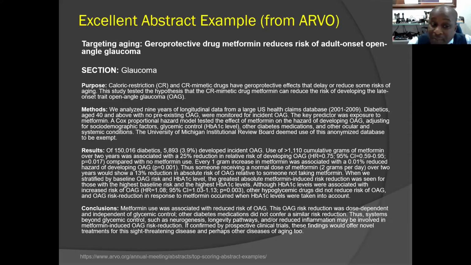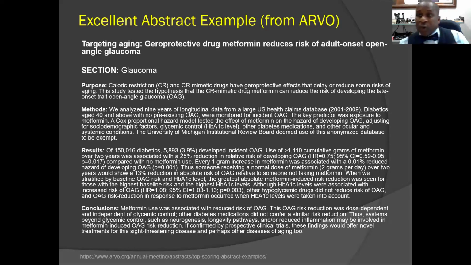When we stratified by baseline open-angle glaucoma risk and HbA1c level, the greatest absolute metformin-induced risk reduction was seen for those with the highest baseline risk and the highest HbA1c levels. Although HbA1c levels were associated with increased risk of OAG, they give you the hazard ratios and the stats and the confidence intervals and the p-value. Other hypoglycemic drugs did not reduce the risk of OAG, and OAG, open-angle glaucoma, risk reduction in response to metformin occurred when HbA1c levels were taken into account. Very, very long and mealy-mouthed.